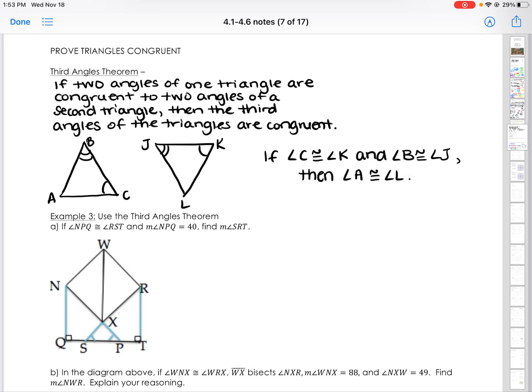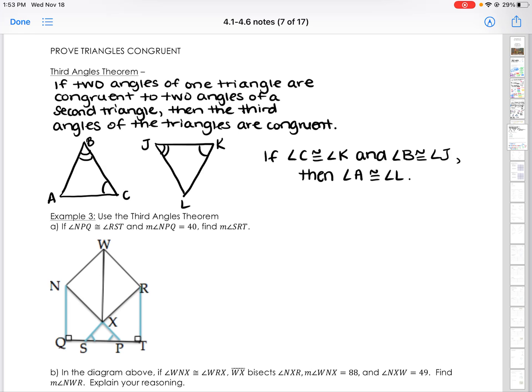We have the third angles theorem, and this says that if two angles of a triangle are congruent to two angles of another triangle, then the third angles of the triangles are congruent to each other. So if I already know that two of the angles are congruent, then I know that all of the angles are congruent. Okay, so we're going to use that to help us solve these.